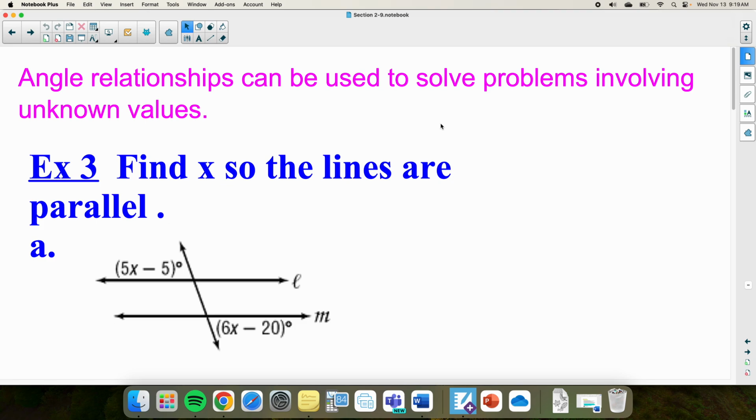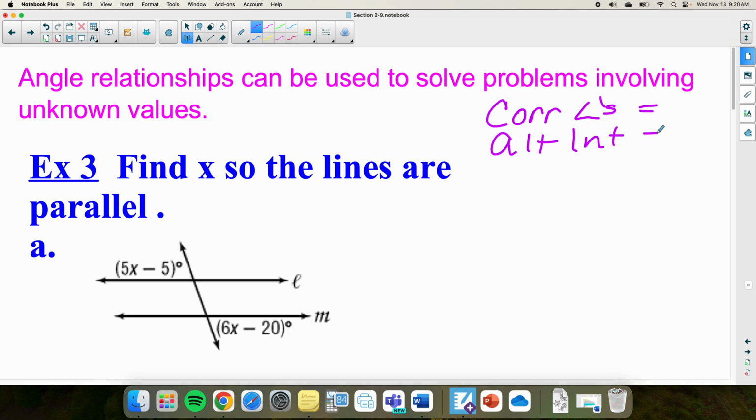So here's the deal. Here's kind of a summary of what you could get today, okay? If they're corresponding angles, you set them equal. If they're alternate interior, you set them equal. If they're alternate exterior, you set them equal. If they're consecutive interior, they equal 180, okay?